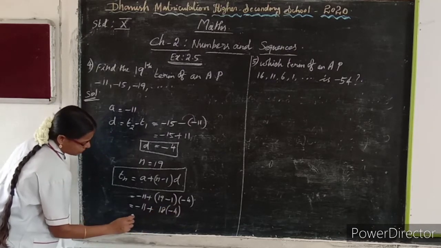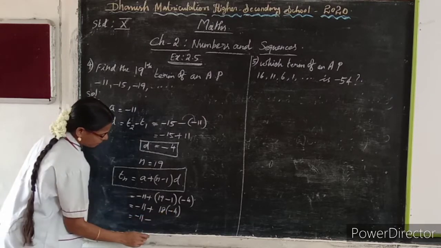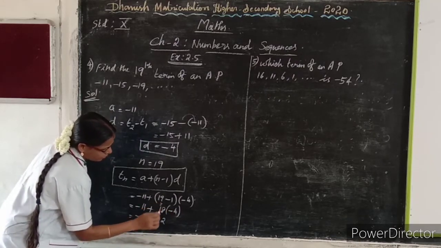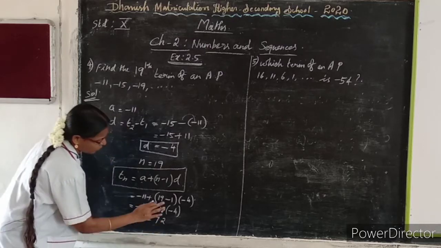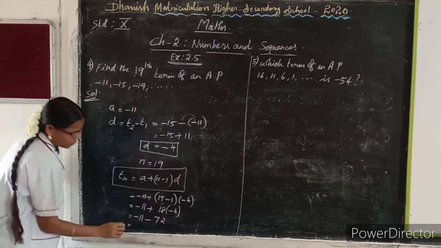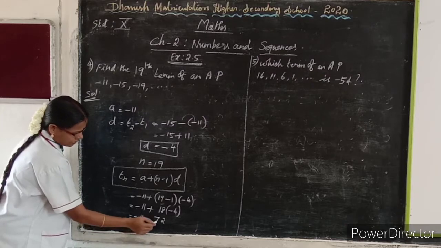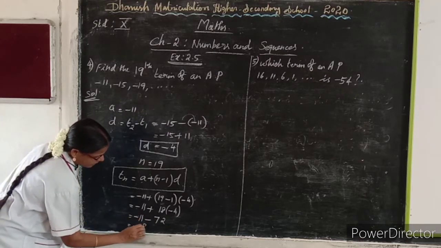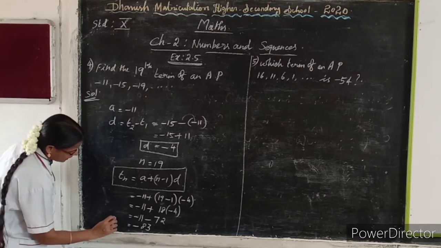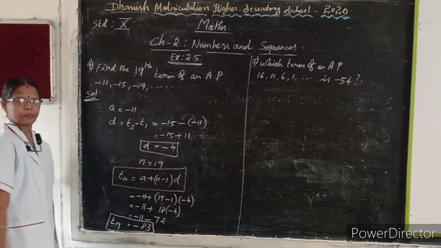So multiply these two numbers: minus 11 plus 18 into minus 4. 4 8s are 32, carry 3, 4 1s are 4, 4 plus 3 is 7. So 72. Both the numbers are in minus. So what is our rule? Add and put the common sign. Common sign is minus. Now add 11 and 72, that is 83. This is what? 19th term. T19 is minus 83.